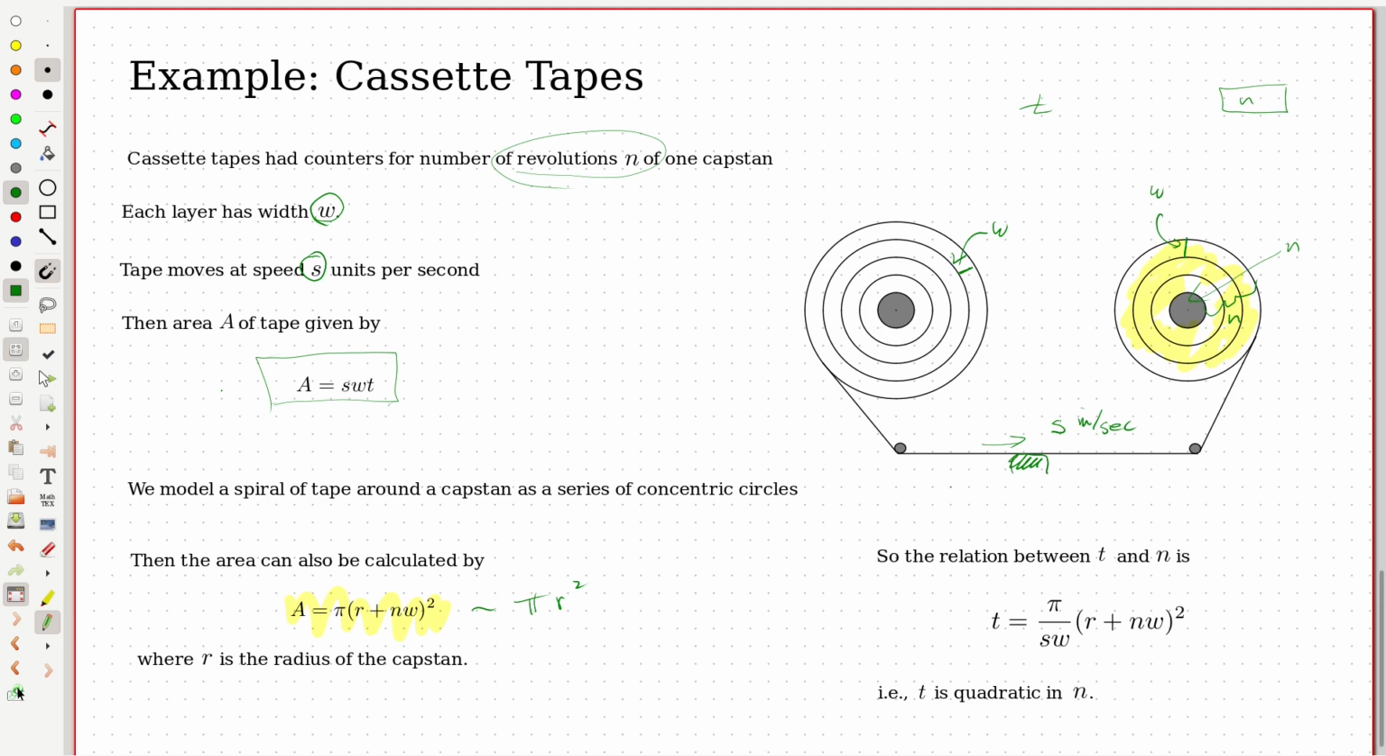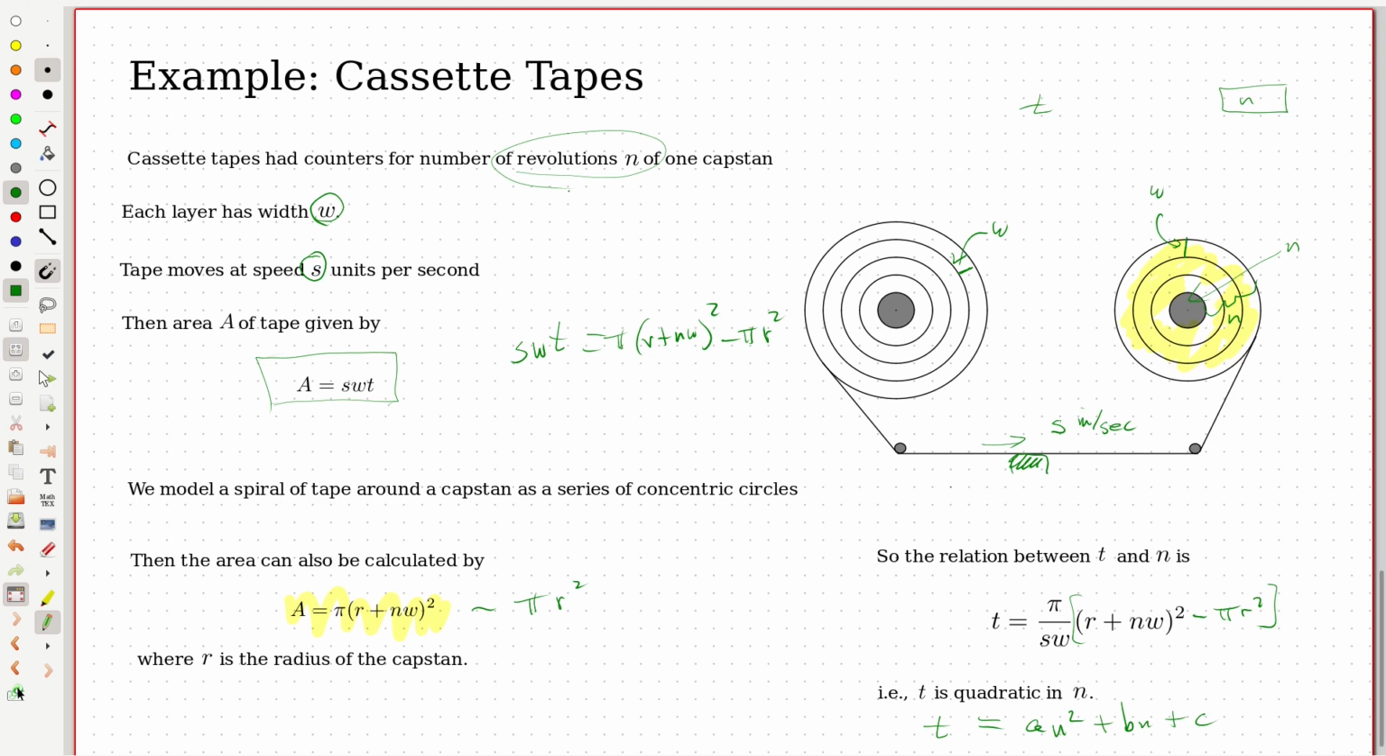So setting these two together, on the one hand the area is s w t, and on the other hand it's equal to pi times (r plus n w) squared minus pi r squared. Then what you find ultimately is that time is going to be equal to some quadratic function of n. And I should have said this, minus pi r squared. So in any event, what it boils down to is that t and n are related by a quadratic function of n. Once you've got that, you can set about trying to figure out what these constants are in the quadratic function, what a, b, and c are.